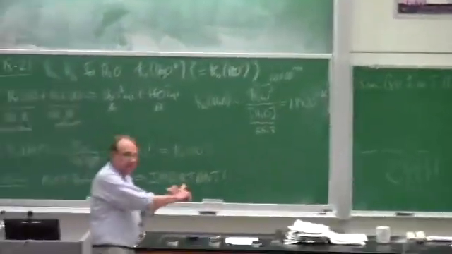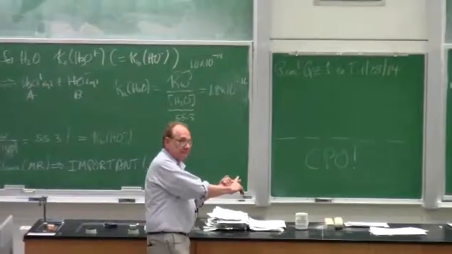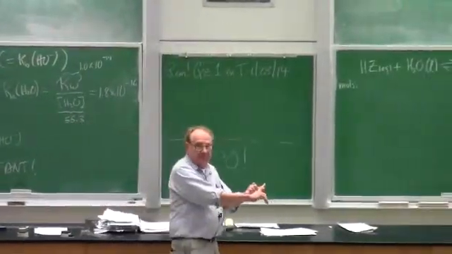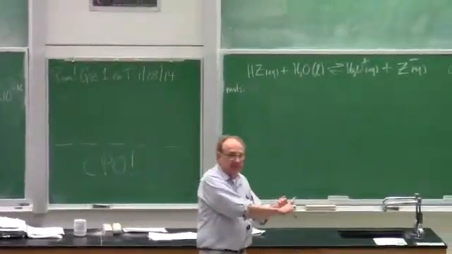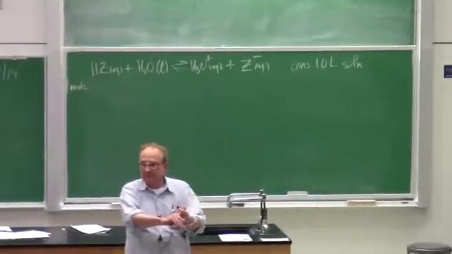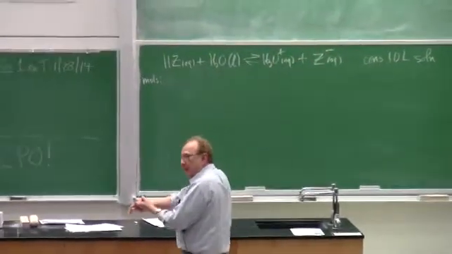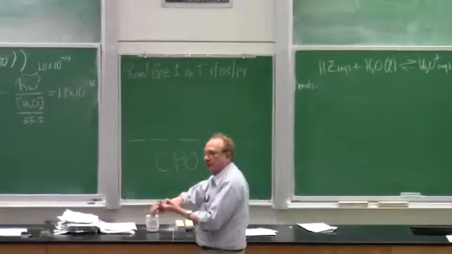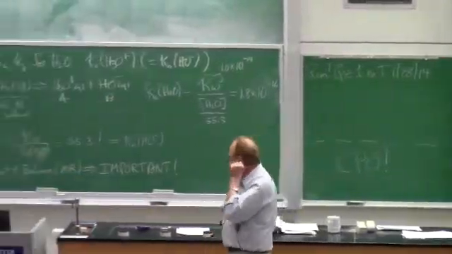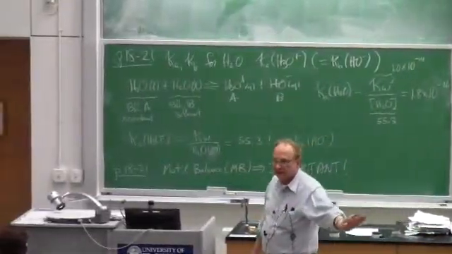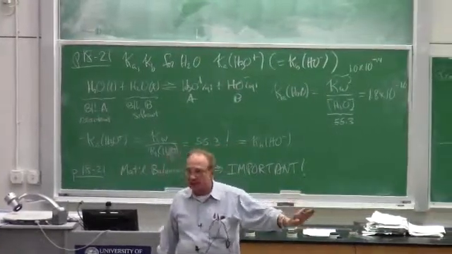Remember what Ka is? Ka is the equilibrium constant which corresponds to the reaction of a Bronsted acid with water and nothing else to make hydronium ion and the conjugate base of the acid.